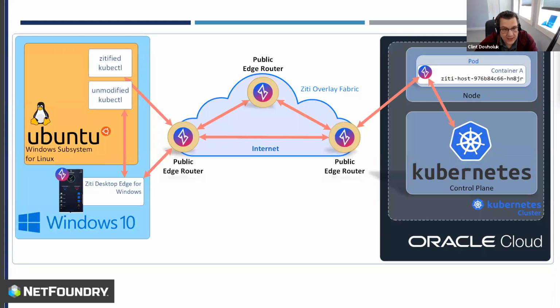With OpenZiti, you can actually install into your Kubernetes cluster a node that effectively acts as an ingress controller, but it's a zero trust ingress controller, one that is only accessible from the overlay network. So you can see here, I have that fabric we talked about. And on my computer, which is Windows 10, I have two choices. I can use the unmodified kubectl, which will go through one of those tunneling apps and then across the overlay network. Or I can use a Zetified kubectl and just directly talk right to the overlay network and control my Kubernetes cluster. Really neat stuff.